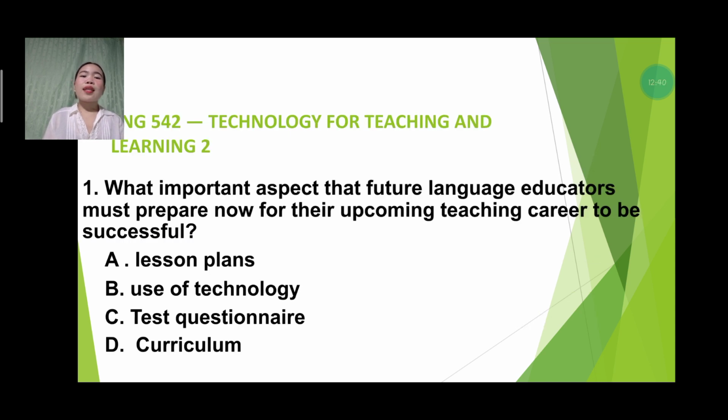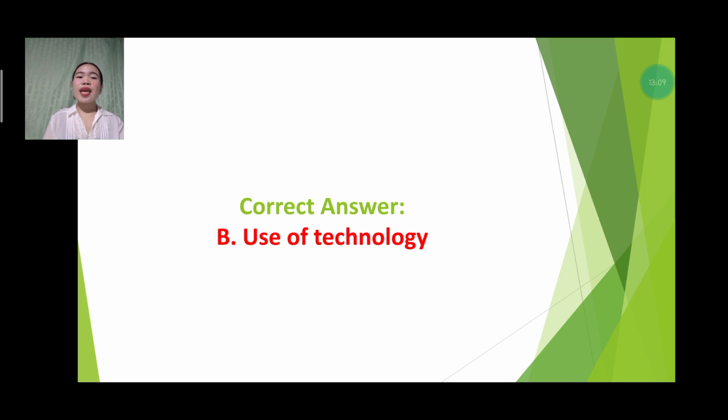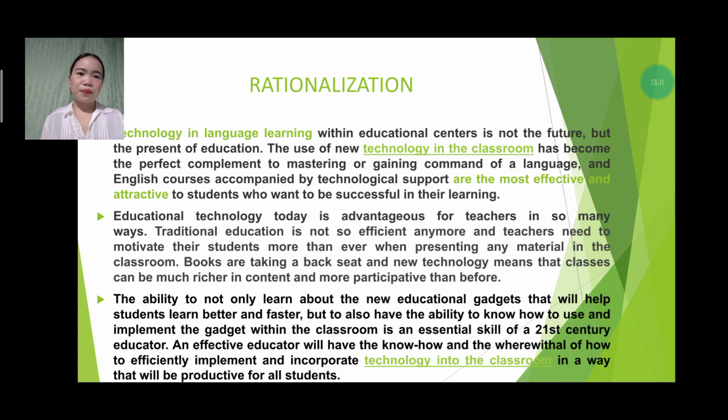Next, we have English 542, Technology for Teaching and Learning 2, item number 1. What important aspect must future language educators prepare now for their upcoming teaching career to be successful? The options are letter A, lesson plans, B, use of technology, letter C, test questionnaire, and letter D, curriculum. The correct answer is letter B, use of technology.